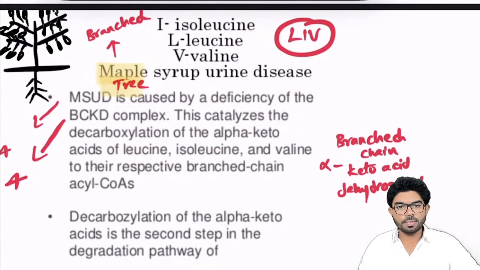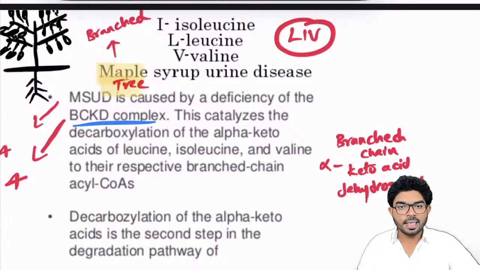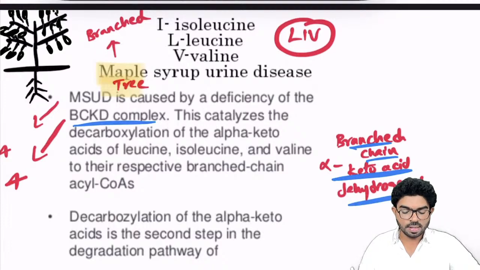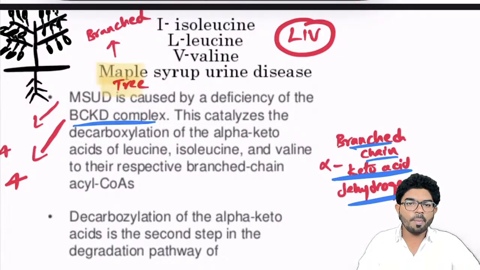So you can assume that maple syrup urine disease, that is MSUD, is basically associated with a complex called BCKD, that is your branched chain alpha keto dehydrogenase. Alpha keto dehydrogenase, very, very important. And I told you, you can remember it as branched chain amino acids.